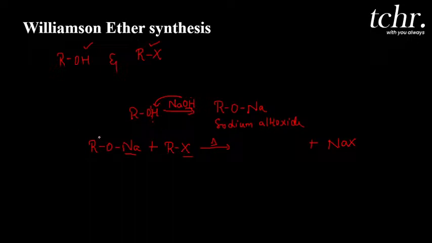And now, what is the product you get? Yes, it is ROR. That is nothing but what we were expecting. What we need to prepare is ethers. Very simple way we got ethers. Now, for your clear understanding, let us understand some examples. We shall start with a very simple example now.